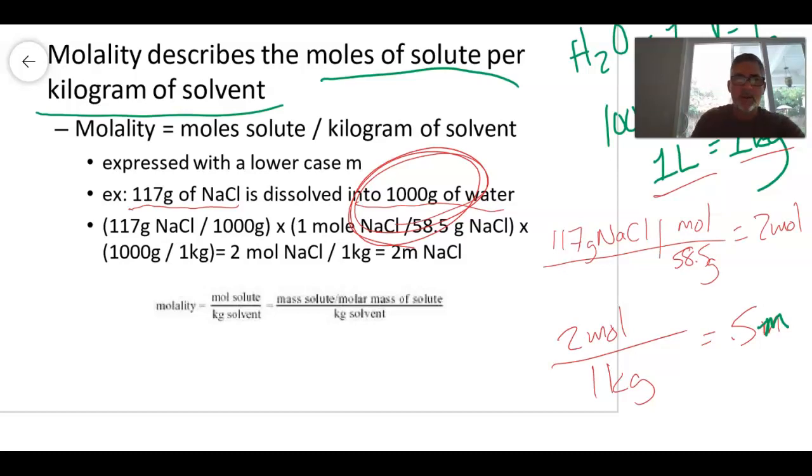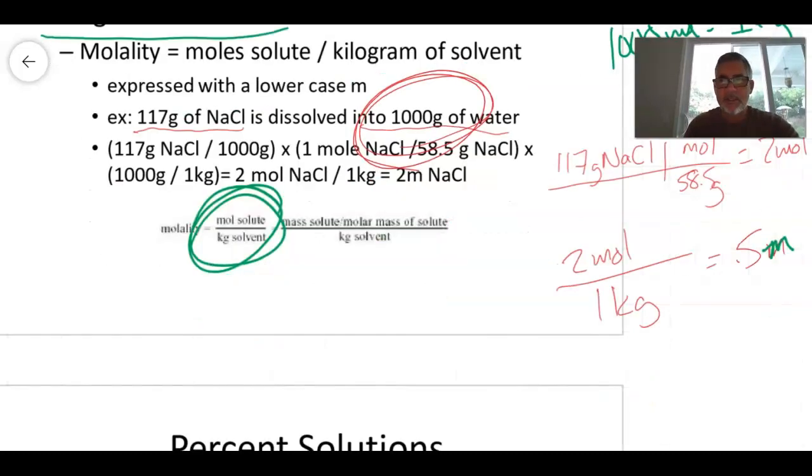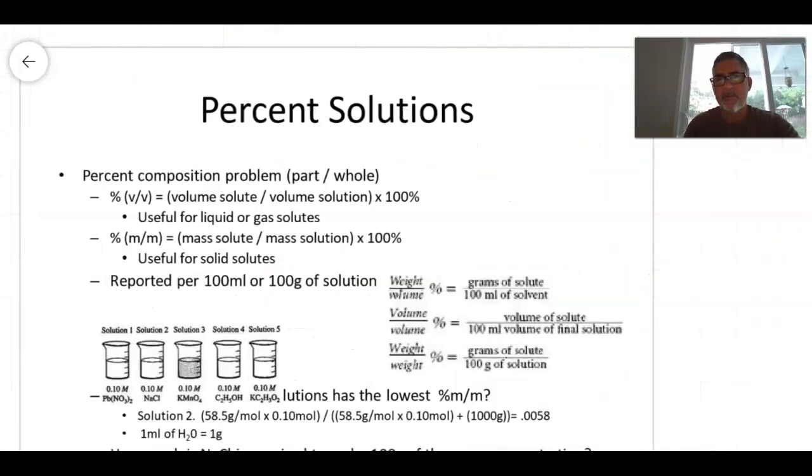Remember, here it is right here. It's mole solute over kilogram solvent. So they're similar, but just a little different. Okay, and I'll give you easy examples most of the time because this is summer school.